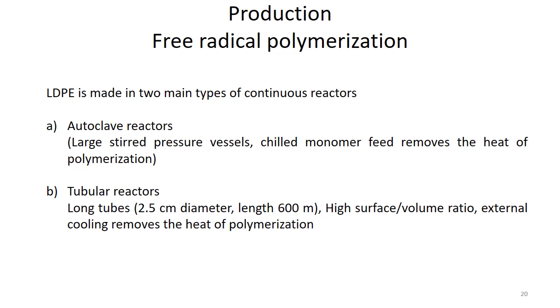In contrast to autoclave reactors, we have tubular reactors, which consist of long tubes with a diameter of almost 2.5 centimeters, which means their diameter is very small, while their length is almost 600 meters. So they are very long tubes, and because of this they have a high surface to volume ratio, so it is very easy to exchange heat with the external environment. Therefore, external cooling is used to remove the heat of polymerization.